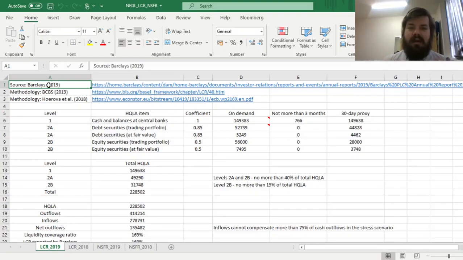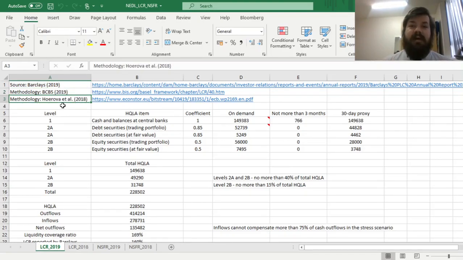So, as with all Basel ratios of this nature, this liquidity coverage ratio heavily uses various weights, haircuts, and exposure limits, and we'll go through them in one go today. The source of our data, the bank that we're calculating the liquidity coverage ratio for, is Barclays, and we're using the data from the 2019 annual report, available at the link here. The methodology for our liquidity coverage ratio calculations comes straight from Basel Committee for Banking Supervision 2019, the most up-to-date methodology for LCR calculations, and also, we are using this paper.